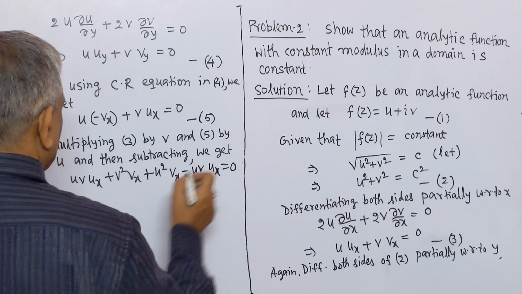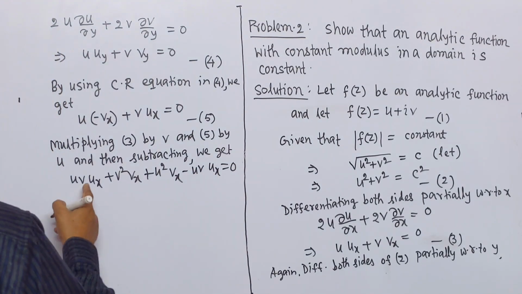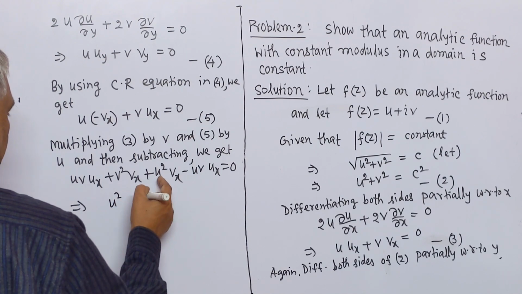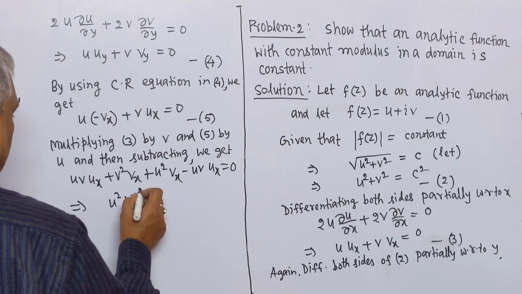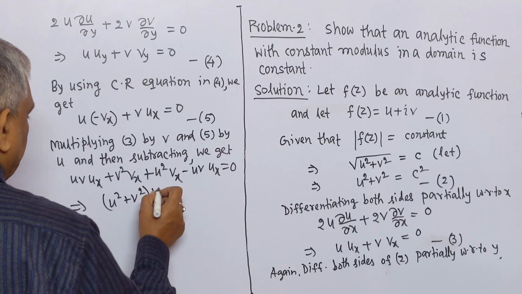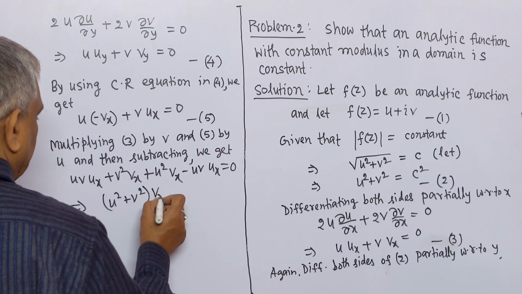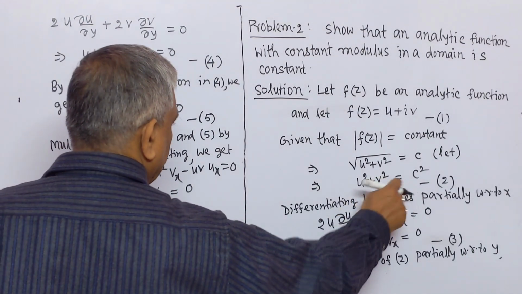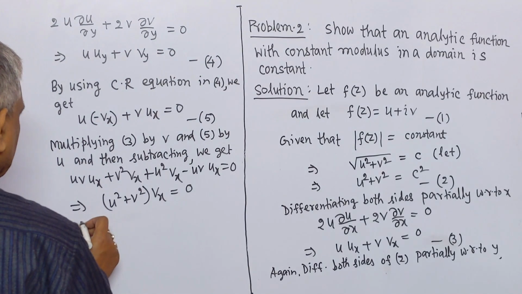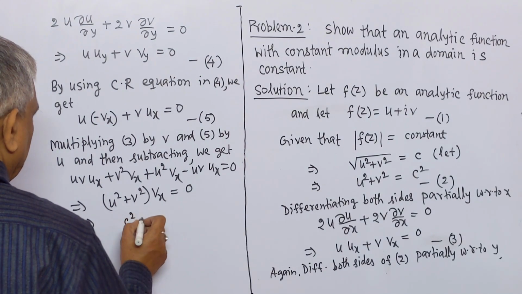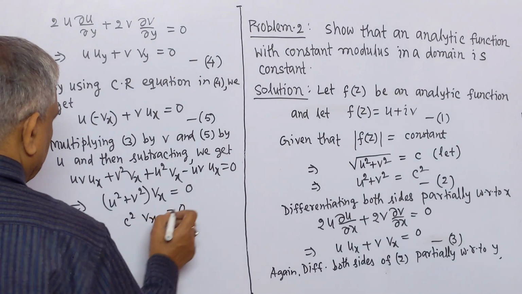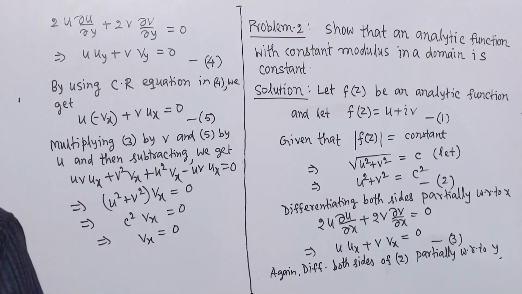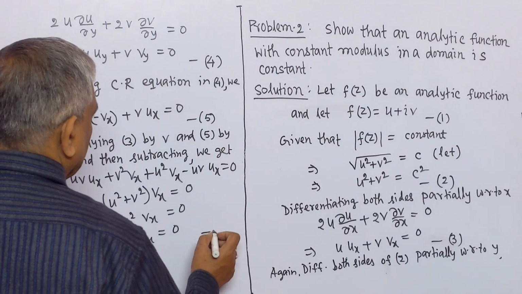This implies that this and this term cancel. u square plus v square under bracket and this v_x equal to 0. Using 2, u square plus v square equal to c square. This is c square v_x equal to 0, implies that v_x equal to 0. This is number 6.